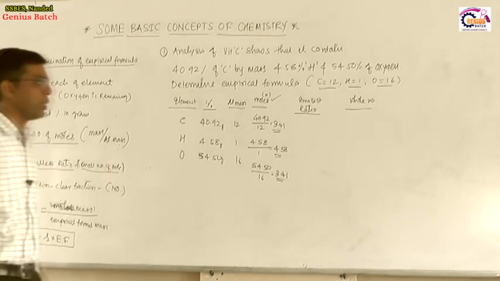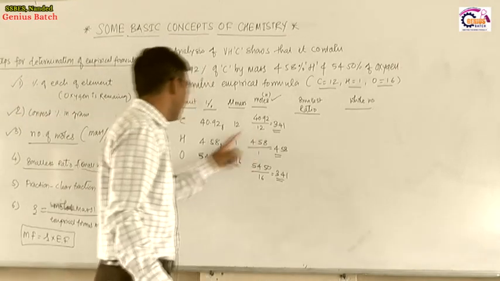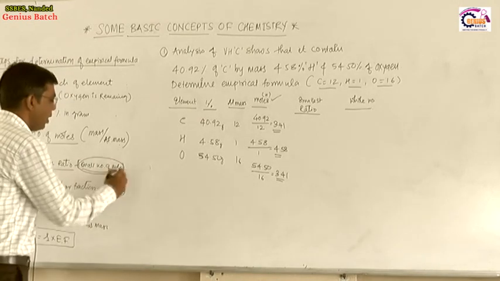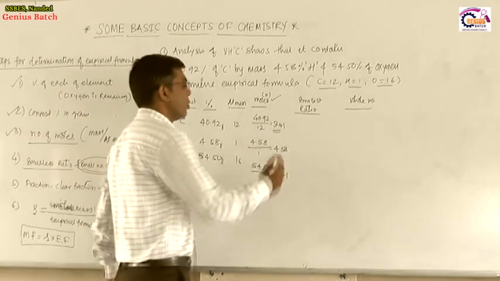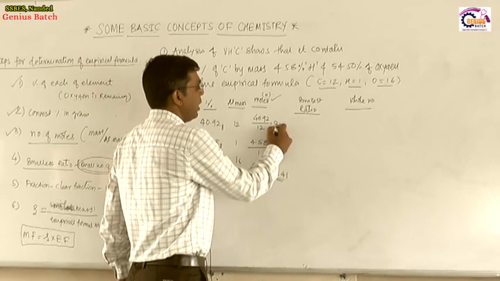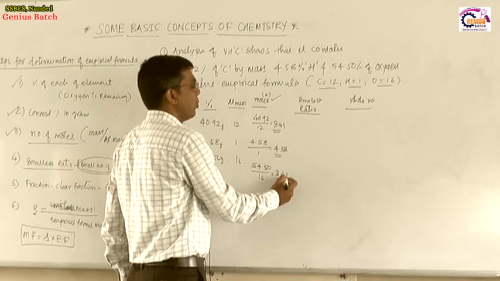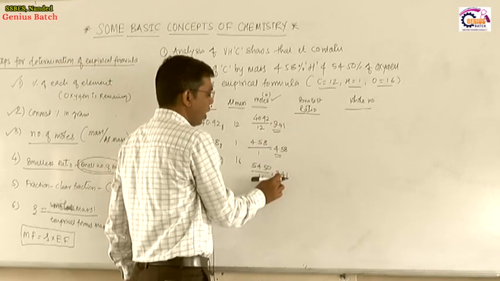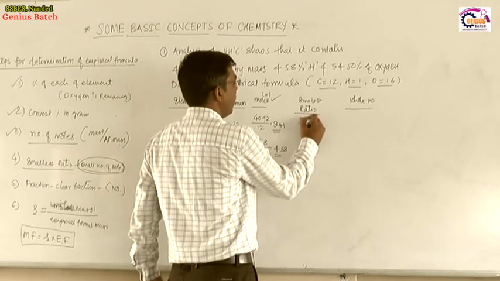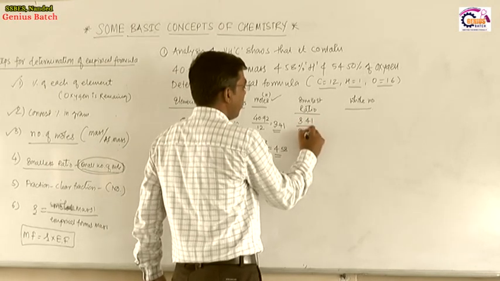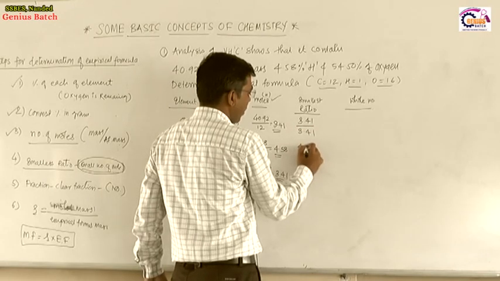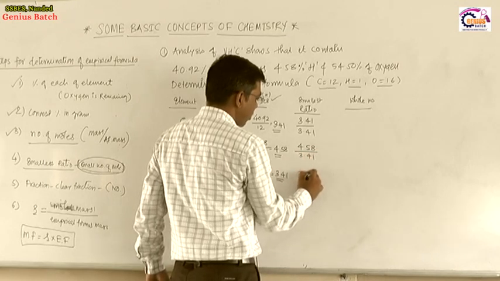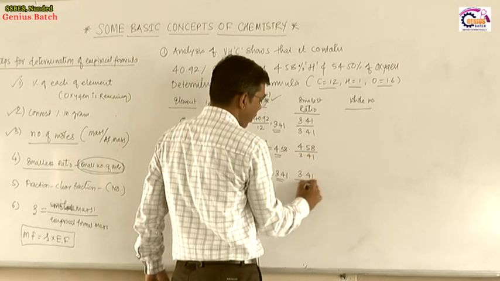Take the smallest ratio. How smallest ratio? We can find out the smallest ratio of all atoms by dividing the smallest number of moles into each number of moles. So out of these three number of moles, 3.41 is the smallest. So divide all these three numbers by the smallest, 3.41. So 3.41 divided by 3.41, 4.58 divided by 3.41. Similarly 3.41 divided by 3.41.